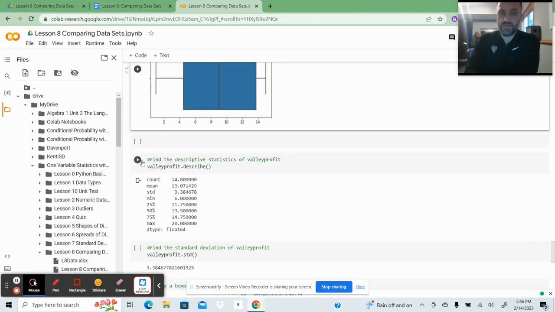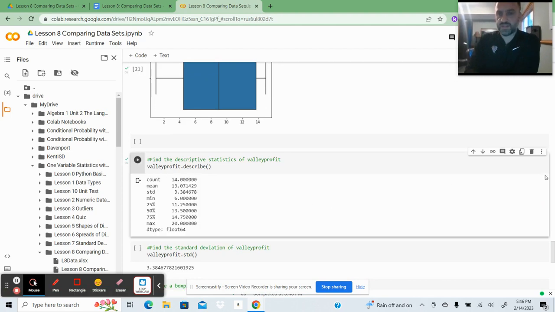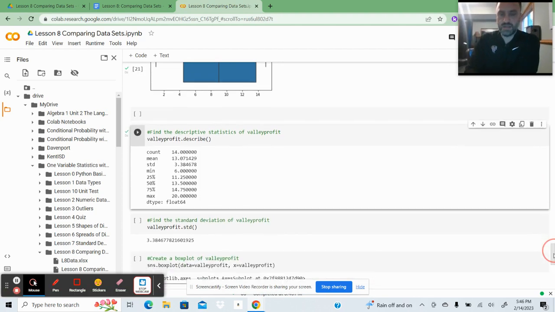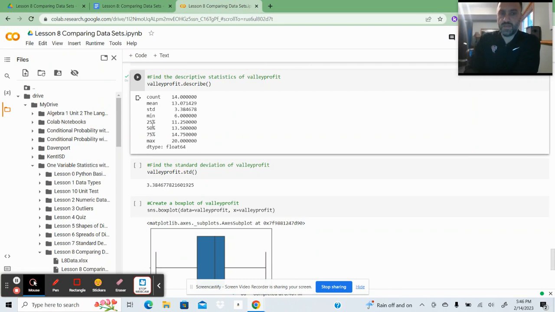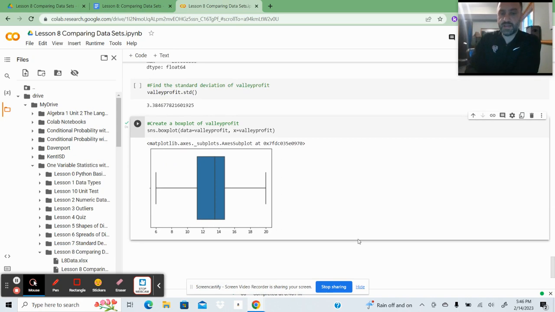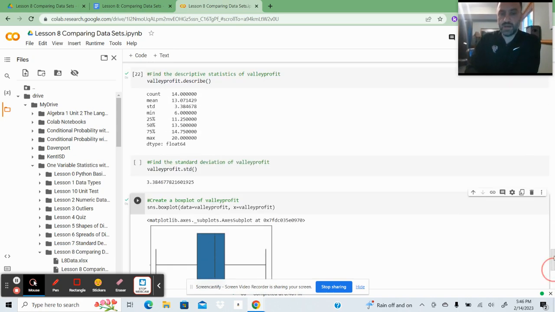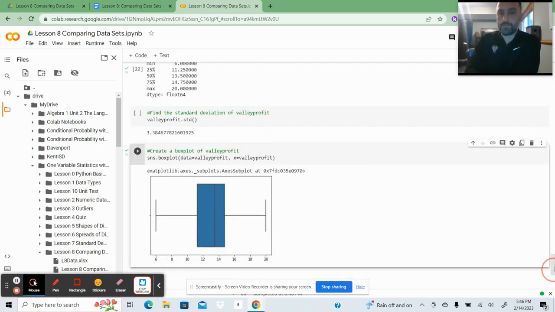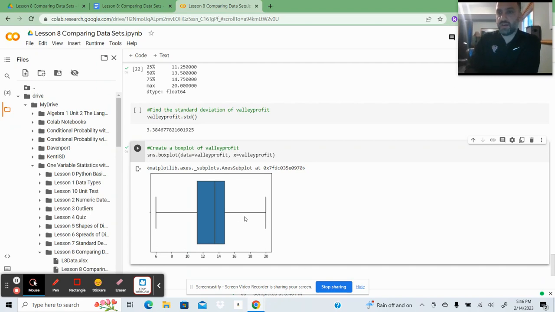And then we can do that with the Valley profit and use the descriptive statistics. So again, we can find the median, the mean, and the standard deviation. We can calculate the standard deviation directly. And if you look here, the mean profit is around $12.50. So just based on the box plots, we can see that the Valley Street kids make more profit on their lemonade stand.